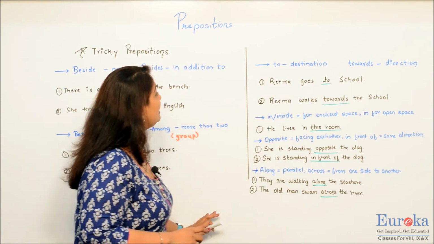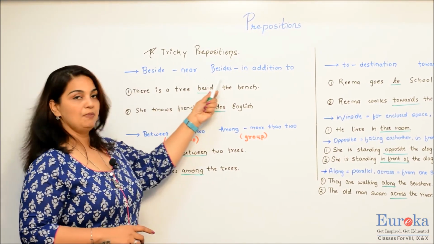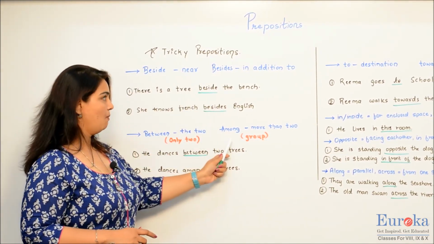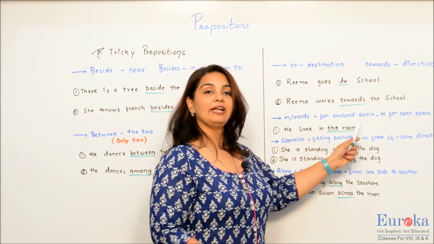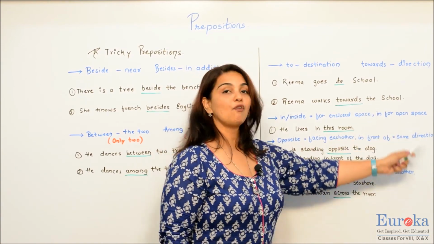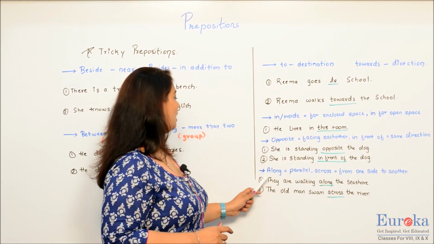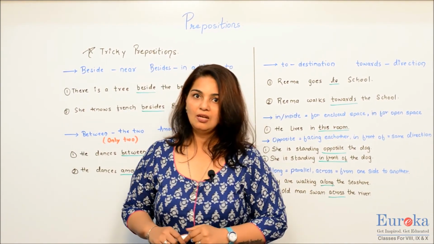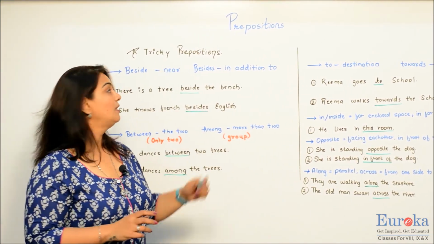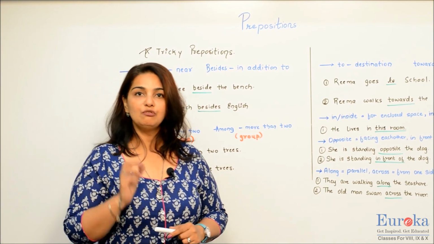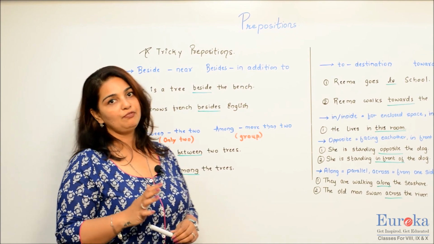So students, these are known as your tricky prepositions. Beside, besides, between, among, to, towards, inside for enclosed space and in for open space. Opposite, in front of, along and across. I hope, students, this will help you to identify the prepositions so that you can place them perfectly in your sentences to make a complete and a meaningful statement.